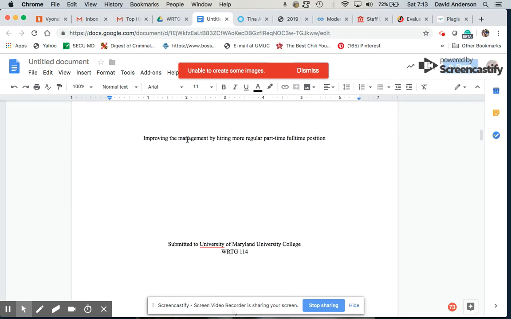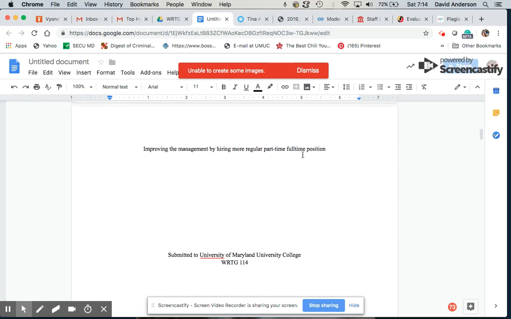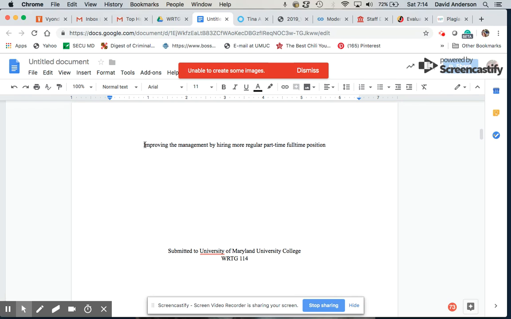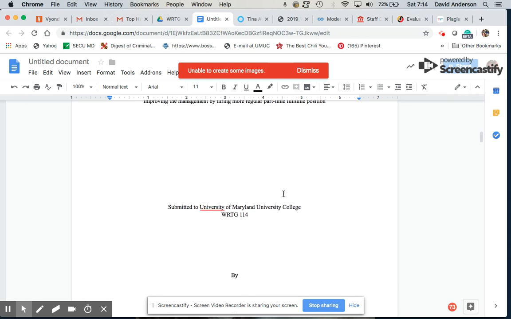With respect to your title page, I would pare it down. I would think of maybe a little shorter title page: Improving Management at AAFES, period, or The Impact of Part-Time, Full-Time Positions, period. So this is a pretty long title, and you want to make sure in title pages that the nouns are capitalized. So this would be capital Improving, the not capital, Management capital, Hiring capital, More capital, Regular capital, Part-Time capital, Full-Time. So you want to make sure that you're following that.